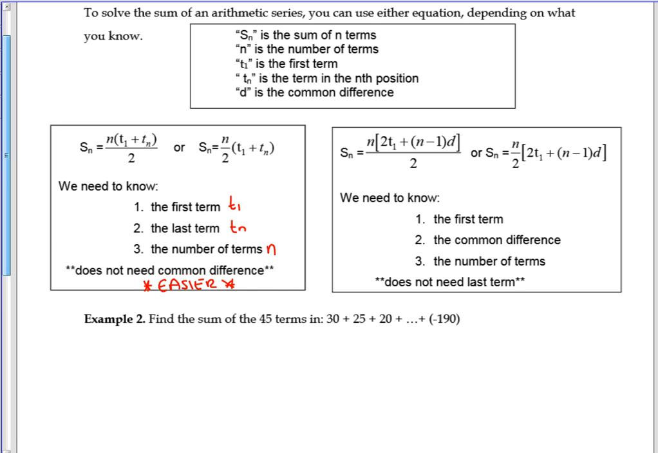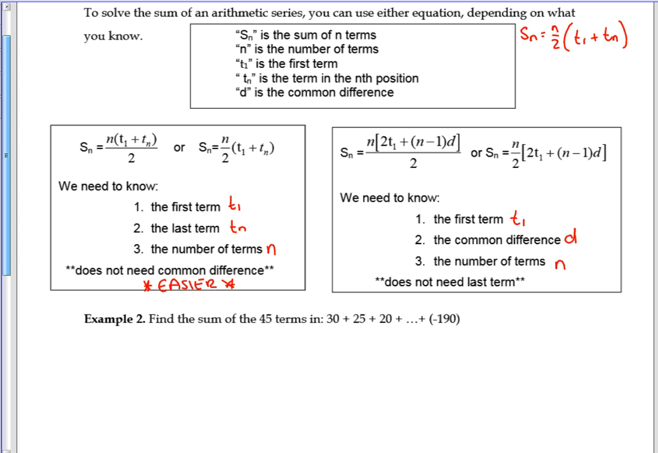It's really easy to derive the second formula. So say you know your first term, just like the first formula. You know your number of terms, but you don't know your last term. Instead, you know your common difference. So this formula here, you don't have to write this down, but I can just show you really quickly how it was derived. So that very first formula, say I didn't know my last term.